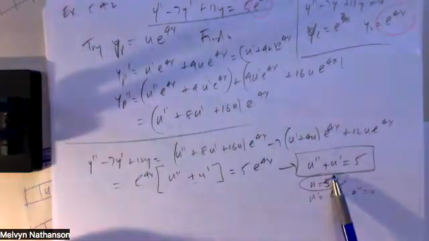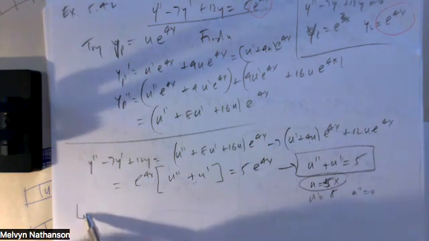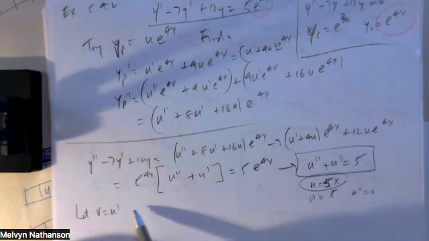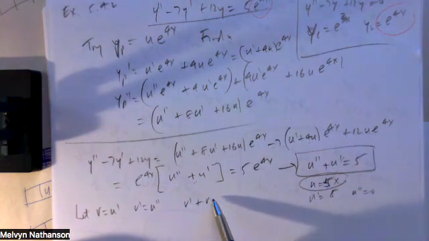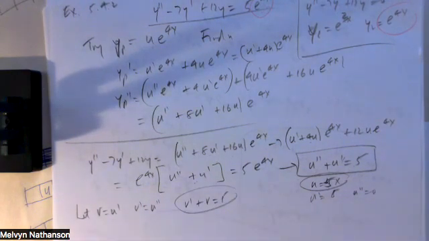If I didn't see this, and I had to solve this equation, I could make it slightly easier by saying, suppose I let v be equal to u prime. Then v prime is u double prime, and this equation is a first order equation now, v prime plus v equal 5. I can solve this first order equation because I know how to solve first order equations. And I'll still get 5x.